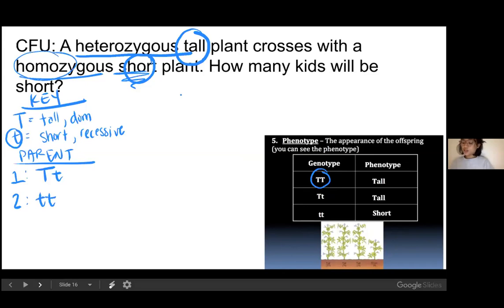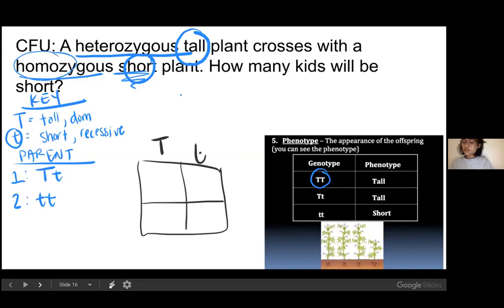Now we're going to go ahead and draw our Punnett square. And then we're going to add our parents' genotypes. So parent 1 is big T, little t. And parent 2 is little t, little t.